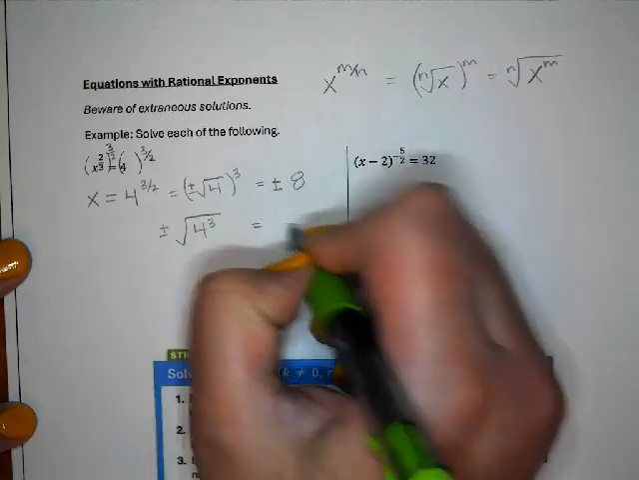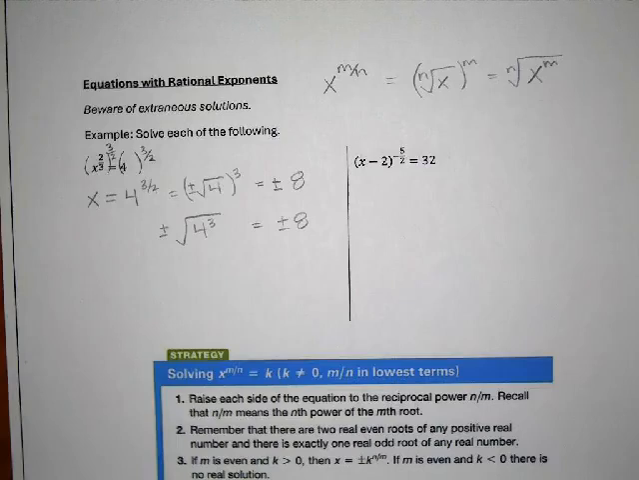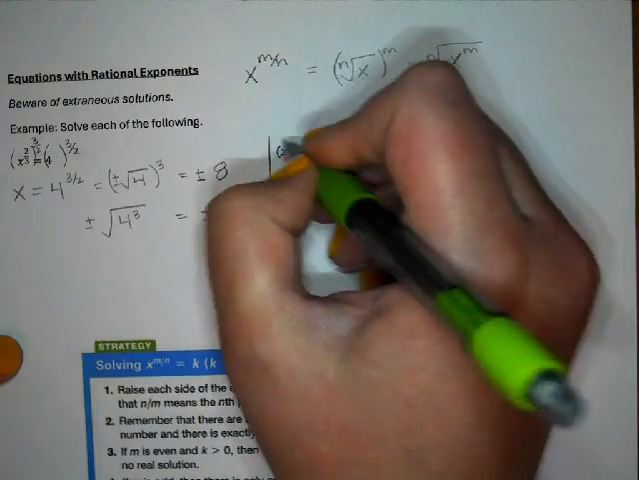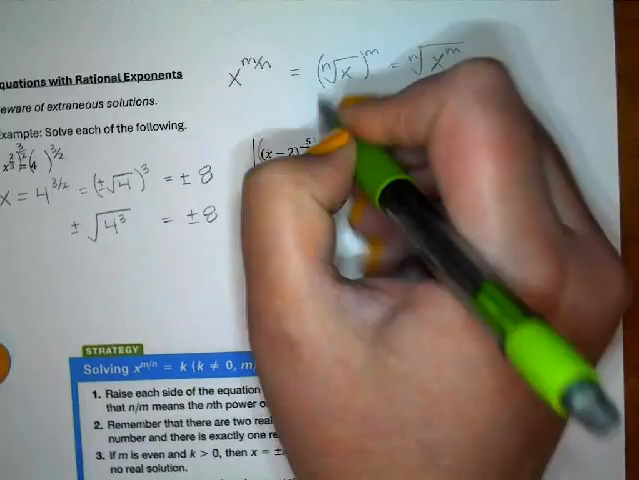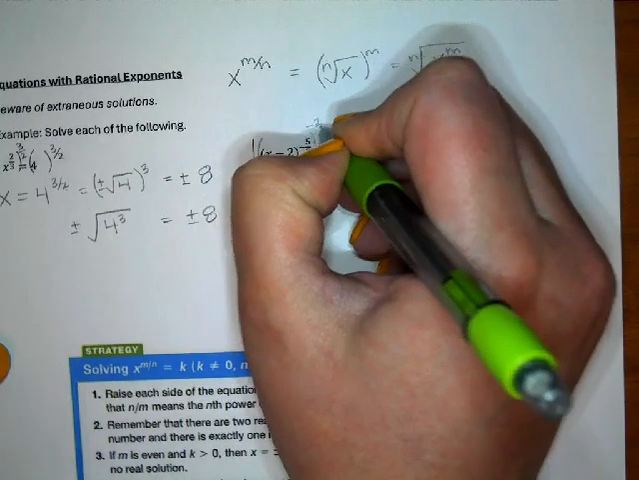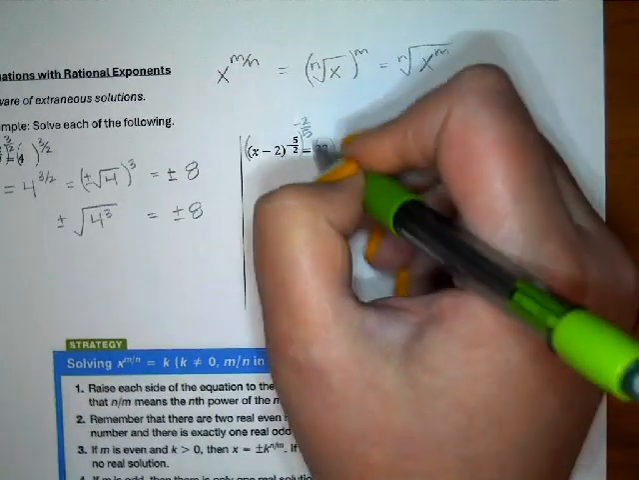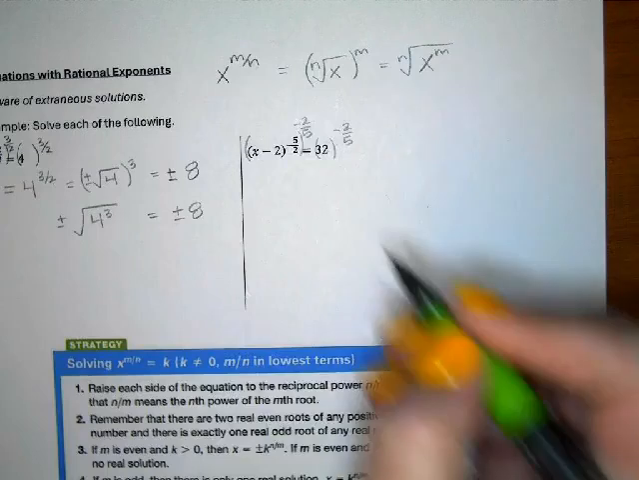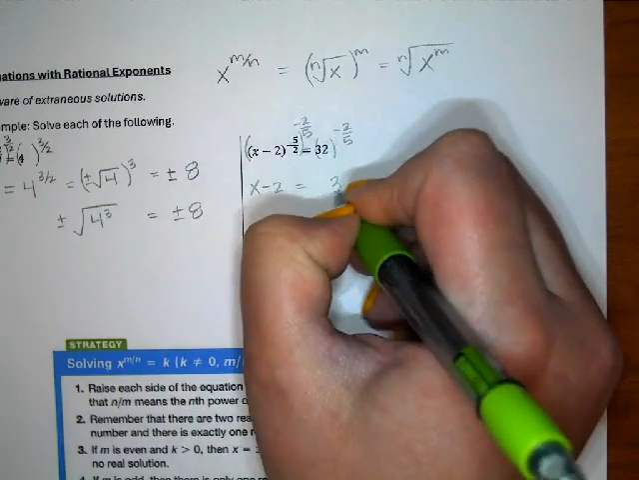Okay, for the next one, we're going to get rid of the exponent by raising this to the negative 2/5. We've got to get rid of the negative, but also get rid of the 5/2. So I'm going to raise this to the negative 2/5. So I have x minus 2 equals 32 to the negative 2/5, which means I have two different ways I can do this.